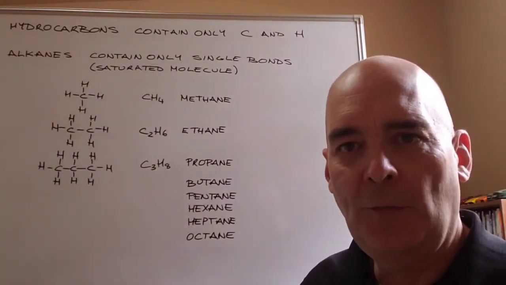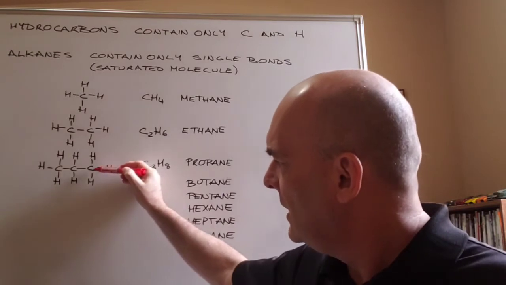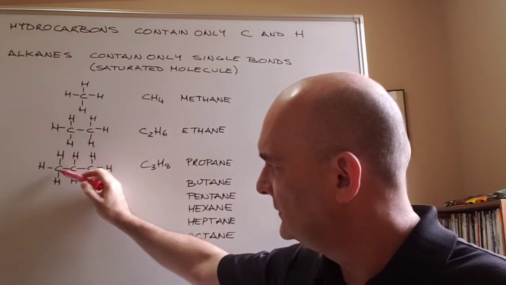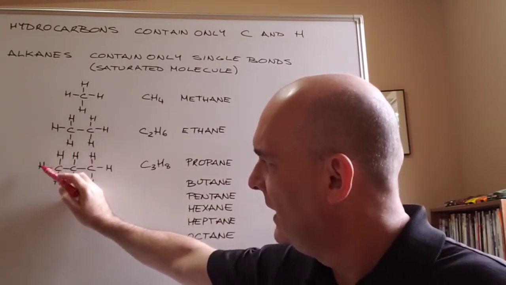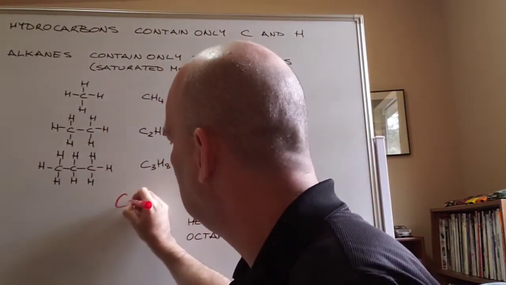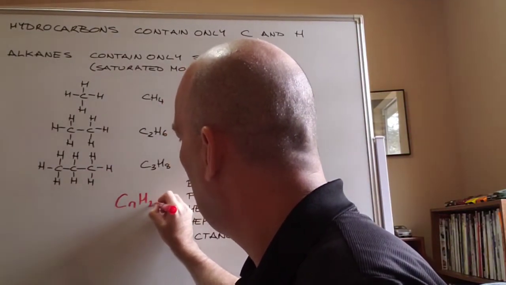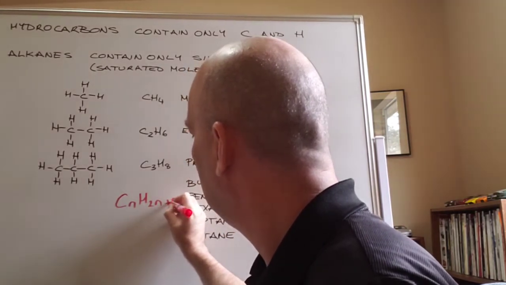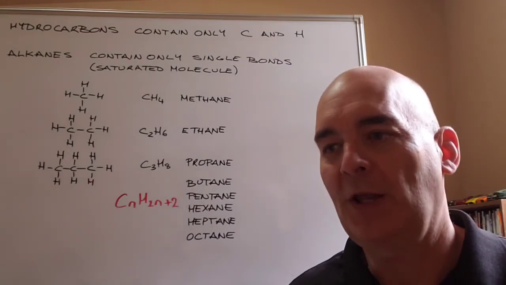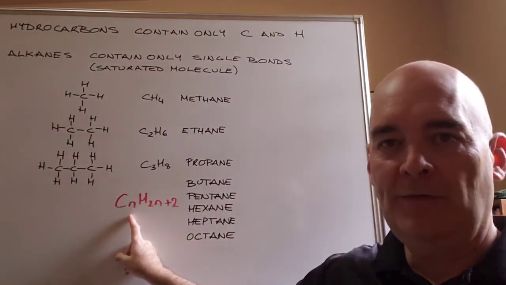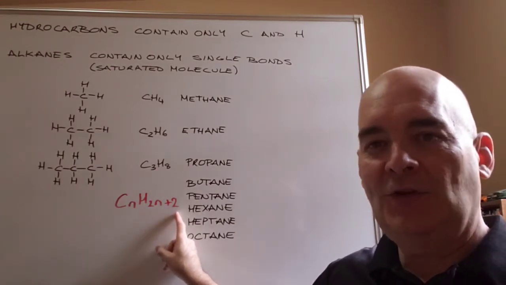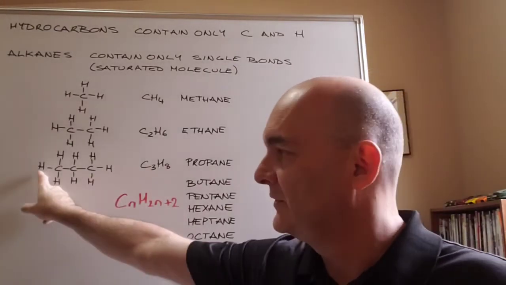Now, there is something that becomes apparent. Every carbon has to have 4 bonds. So this carbon is holding on to those 2 hydrogens. This carbon is holding on to those 2 hydrogens. This carbon is holding on to those 2 hydrogens. And then we have the 2 extra at the end. So alkanes have a general formula of CnH2n+2. However many carbons you have, double that number for hydrogens and then add 2 because those will be the hydrogens at the end.